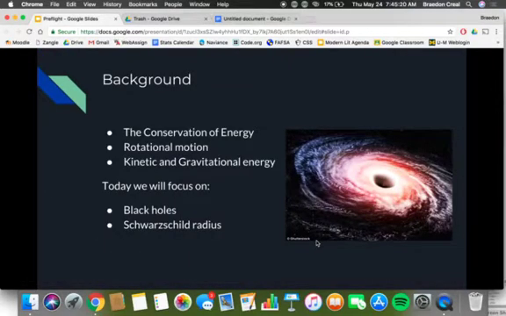By now, you should have already learned about the law of conservation of energy, a little bit about rotational motion, kinetic and gravitational potential energy, but today we will focus on black holes and the Schwarzschild radius.